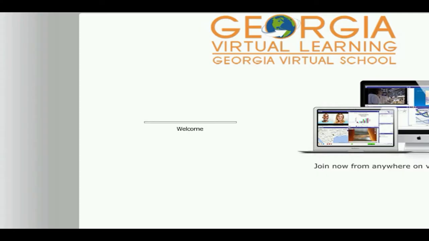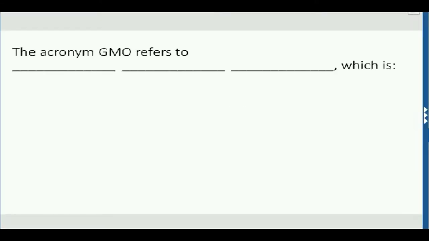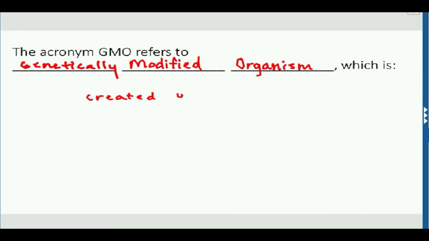The acronym GMO refers to genetically, let me see if I can thin out this line a little bit, modified organism. And this is basically something that has been created using artificial selection. That might not be so right.